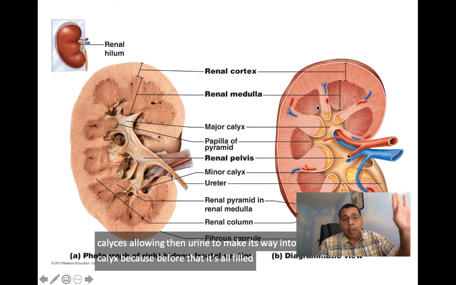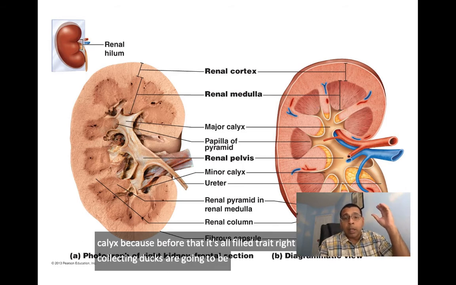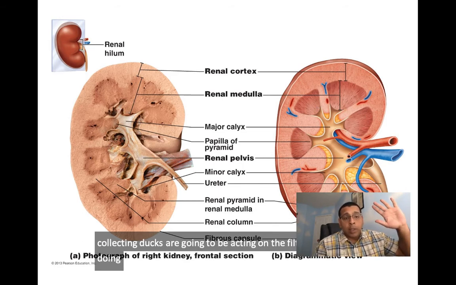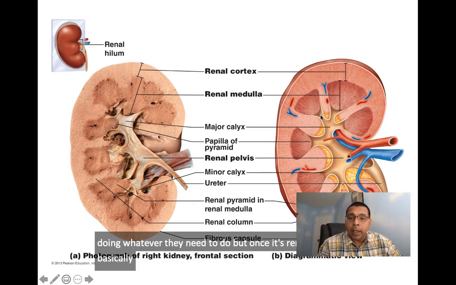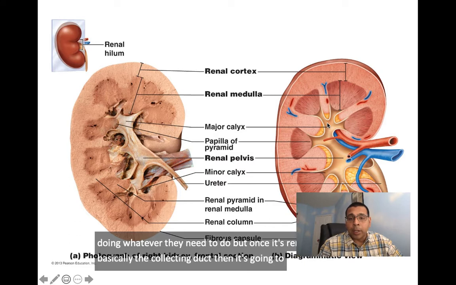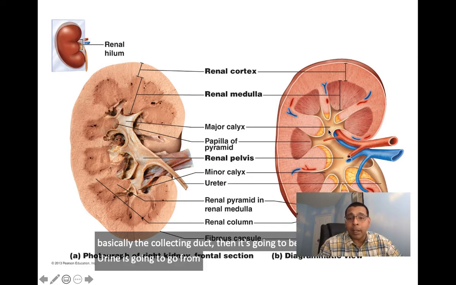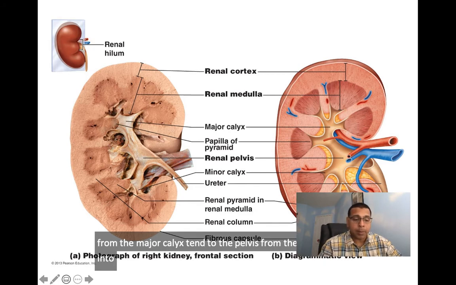Because the collecting ducts are going to be acting on the filtrate and doing whatever they need to do. But once it's removed from the collecting duct, then it's going to become urine. And urine is going to go from the minor calyx to the major calyx, from the major calyx to the pelvis, from the pelvis down into the ureters.